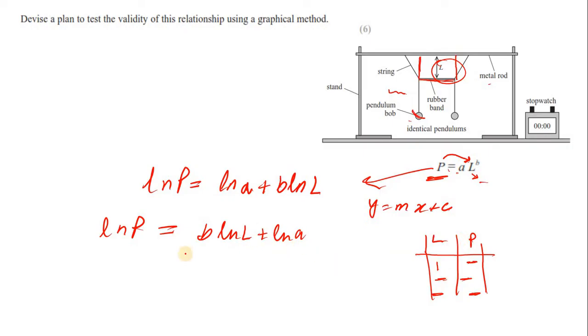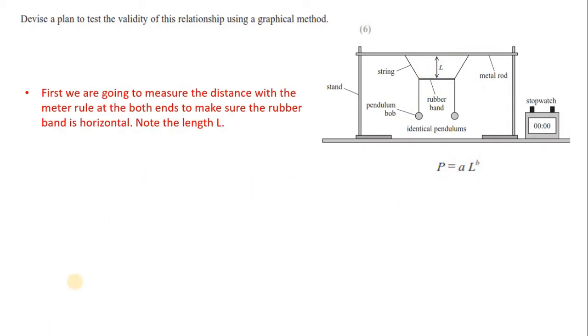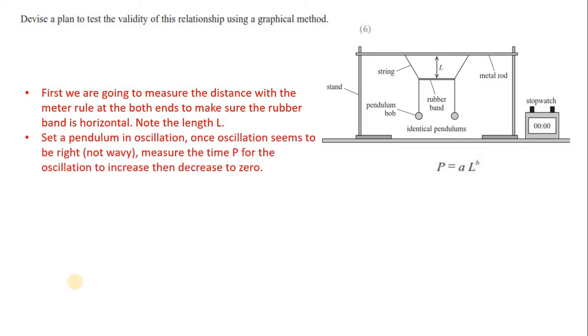So if you plot a graph of log P on the y-axis and log L on the x-axis, and if you have a straight line with positive gradient, that means the given relation is valid. So that's how you can write all these things. In that way, you can manipulate the answer in your own words or rephrase the answers.